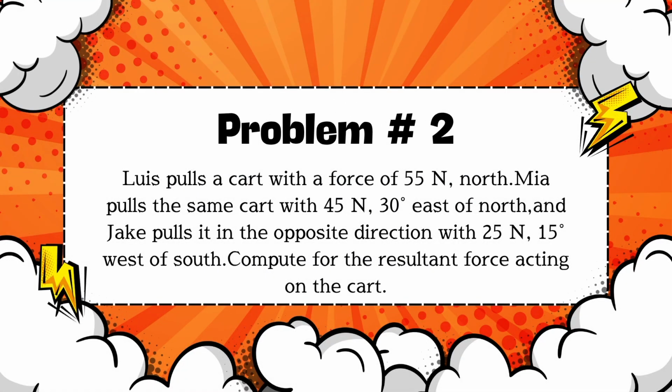In question number 2, Luis pulls a cart with a force of 55 Newtons north. Mia pulls the same cart with 45 Newtons 30 degrees east of north. And Jake pulls it in the opposite direction with 25 Newtons 55 degrees west of south. Compute for the resultant force acting on the cart.